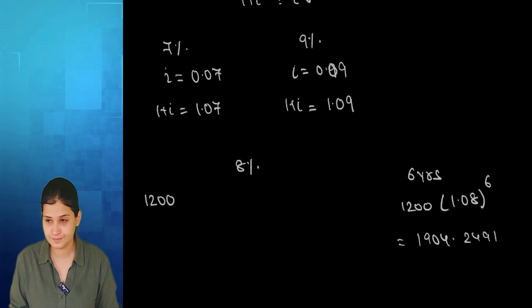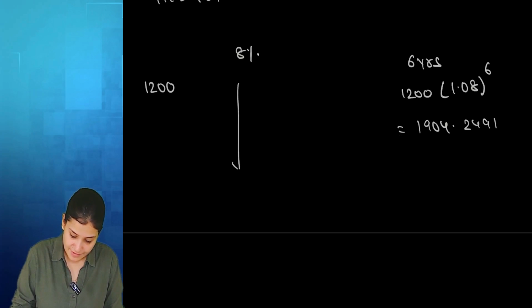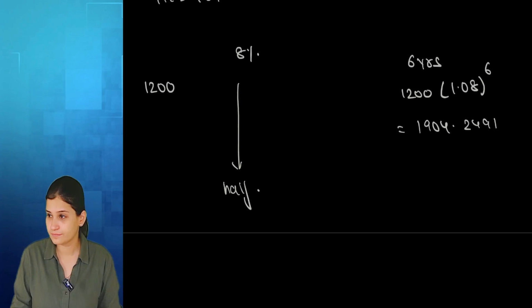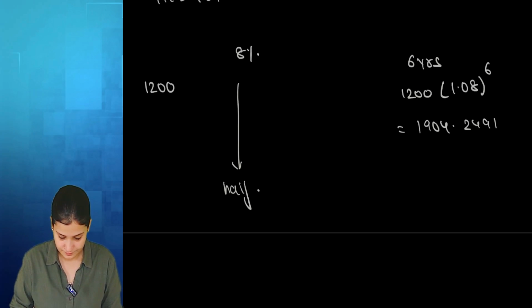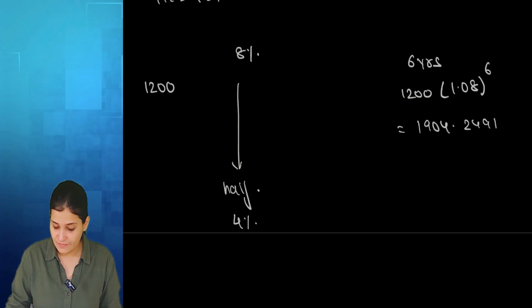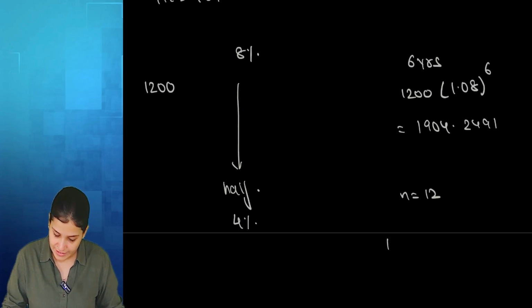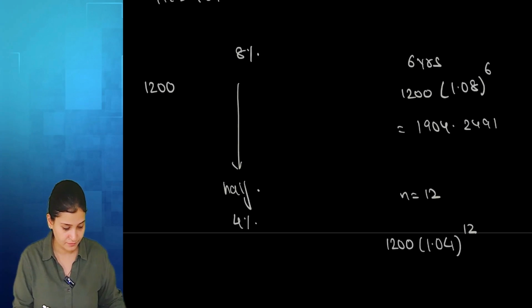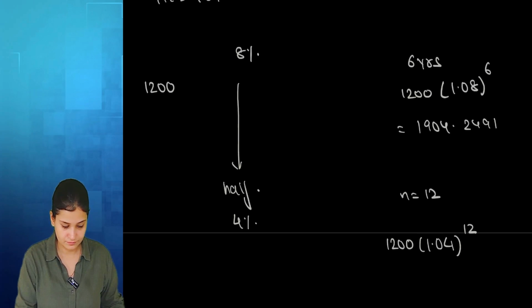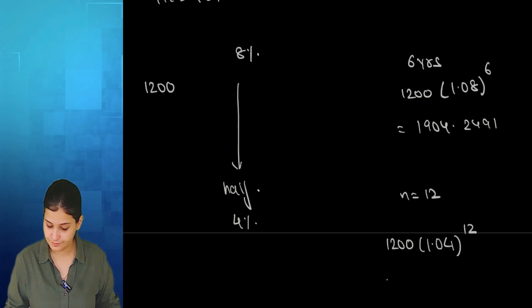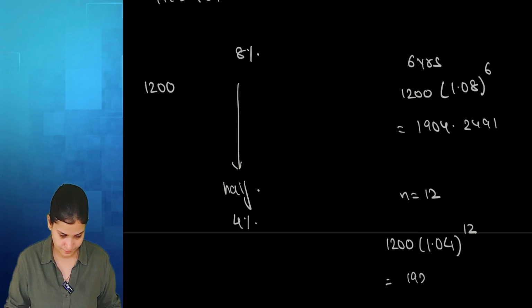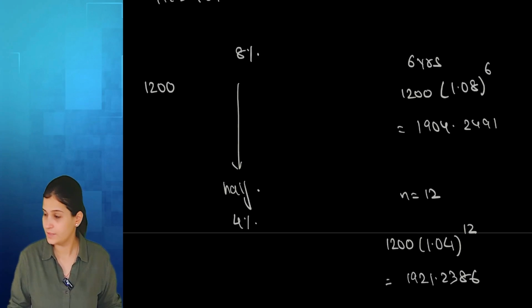If I would have done the same thing half yearly, then I would have taken the rate to be 4%, because it gets halved, and for 6 years, instead of 6 years we will have 6 into 2, 12 installments. So then it will become 1200 into 1.04 to the power 12. Answer. 1921.2386. Done.